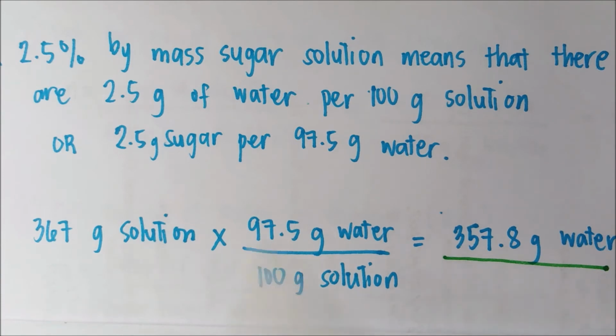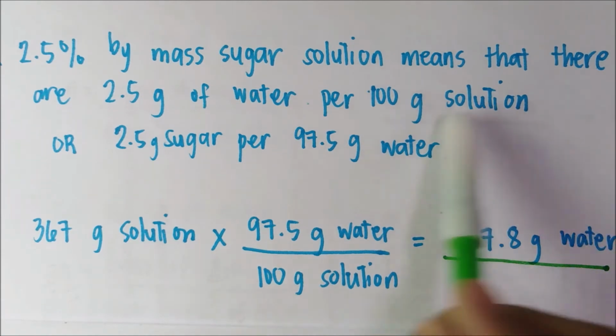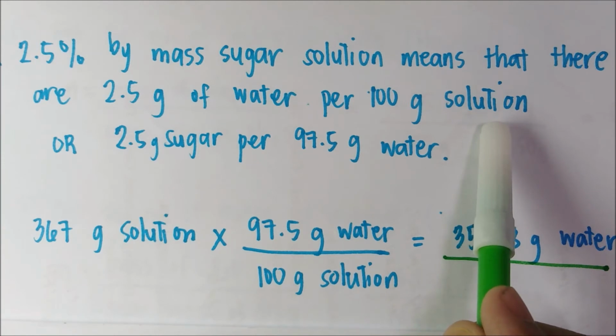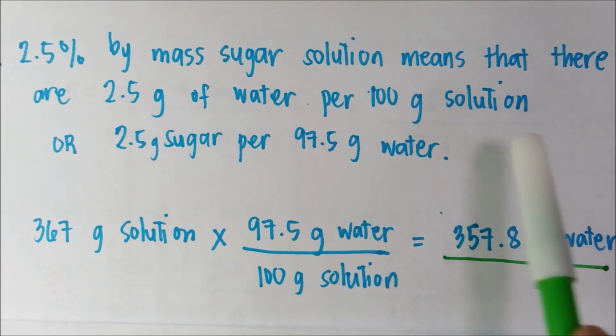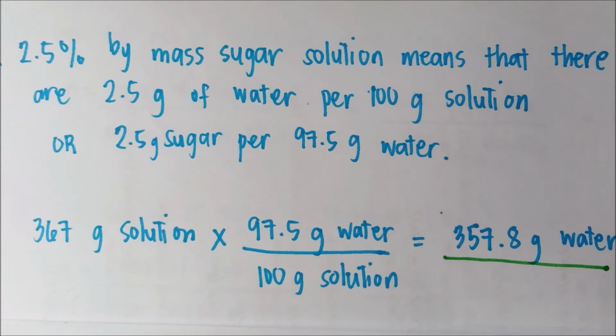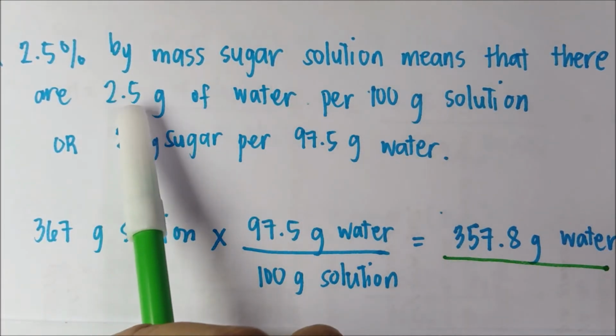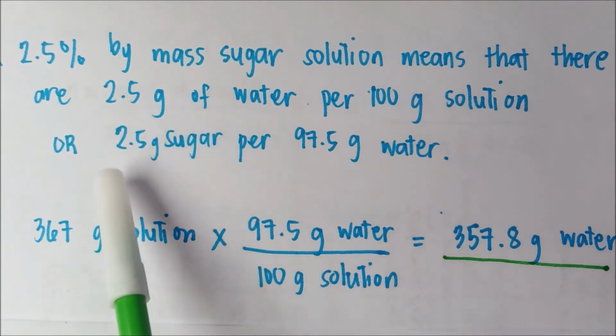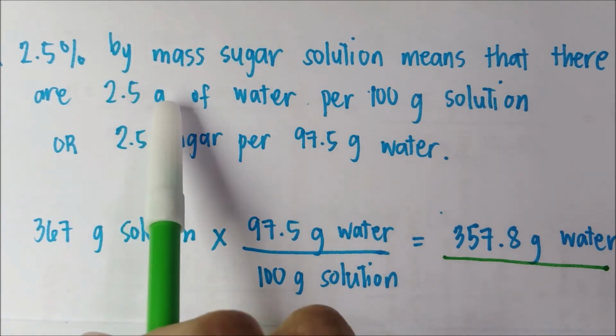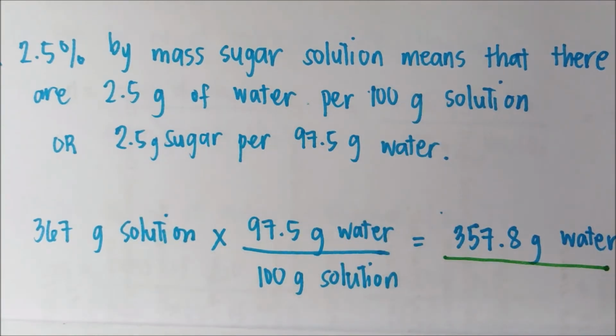Okay, so yung percentage naman, kapag wala kayong nakitang mga value, you always assume that there is a 100 gram solution. Okay, so since ang given is 2.5%, diba, sabi kanina, sabi dun sa problem, 2.5% by mass. Okay, so ang gagawin natin, i-assume natin na 100 gram yung solution. Kasi nga, diba, 2.5% over 100%. Okay, so 2.5 grams per 100 gram solution. Okay? I hope that's clear.